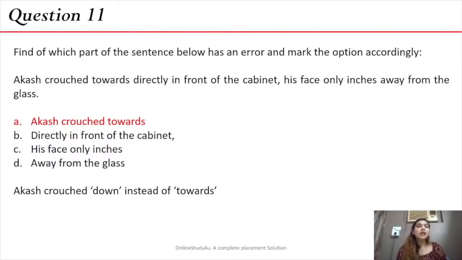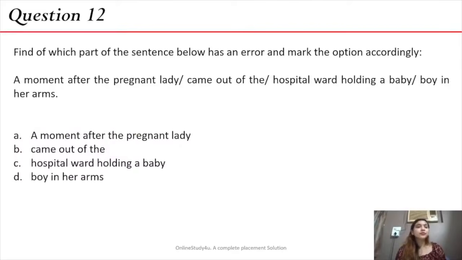Okay, now let's come to question number 12. A moment after the pregnant lady came out of the hospital ward holding a baby boy in her arms. Okay, same thing, we have to find which part of the sentence below has an error, and we need to mark the option correctly. A moment after the pregnant lady came out of the hospital ward holding a baby boy in her arms. Okay, that's for question number 12. So can I start having your answers, please, for question number 12?